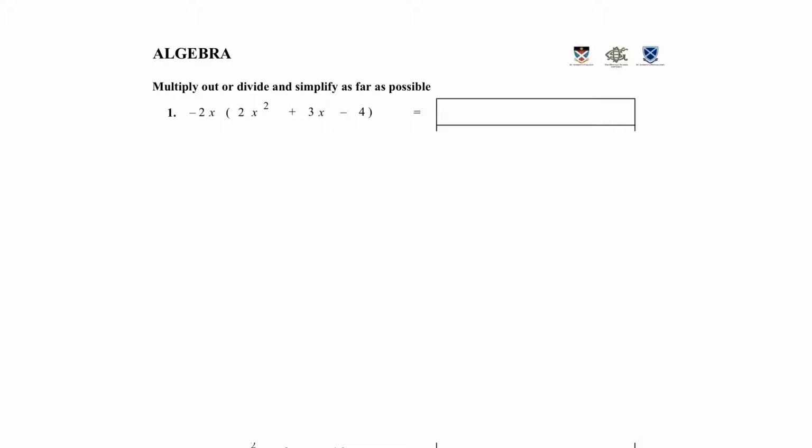I'm going to go through the questions that at least one person had and just skip through to the questions that you want help with. So I'm starting off with question 1.